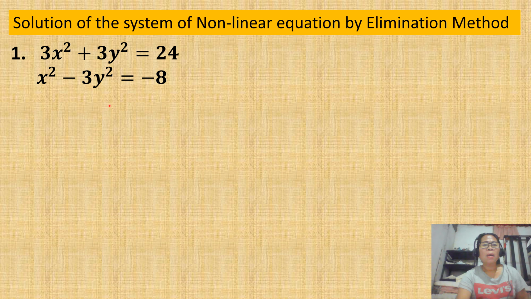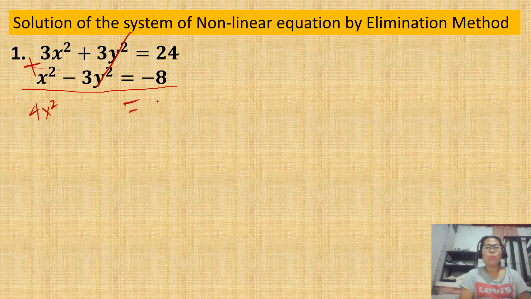So far, the three conditions are satisfied to eliminate y. Therefore, we will be eliminating the variable y. To eliminate the variable y, we add the equations vertically. So 3x squared plus x squared gives 4x squared, while the y terms are eliminated because they give 0, and then 24 minus 8 is 16.